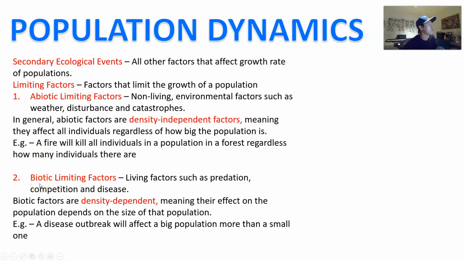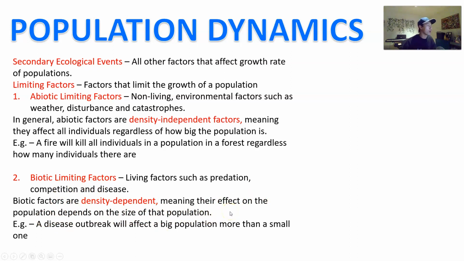On the other hand, you can have biotic limiting factors. So limiting factors such as predation, competition, and disease, we track those, but we also have to be aware that those factors are what we call density dependent, meaning that the effect of the factor is going to depend on the size of the population, right?